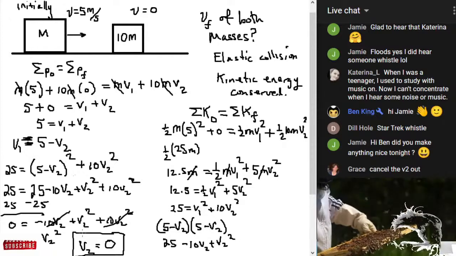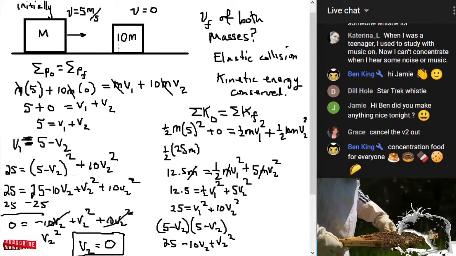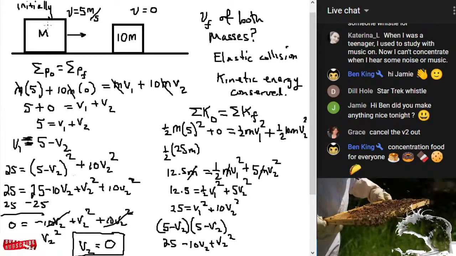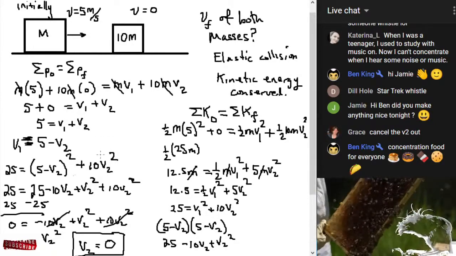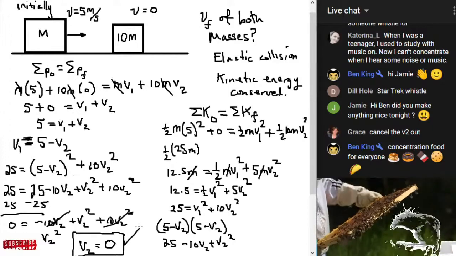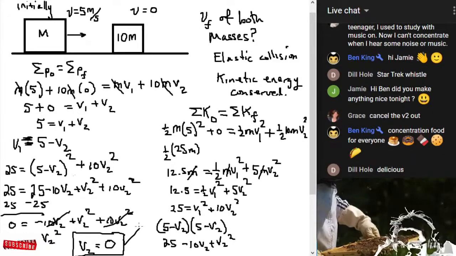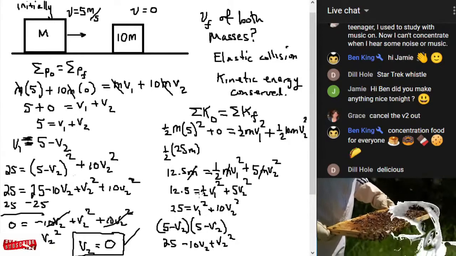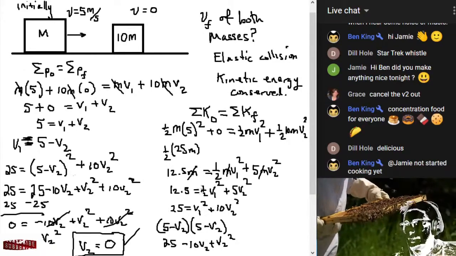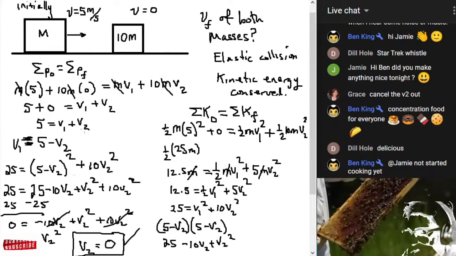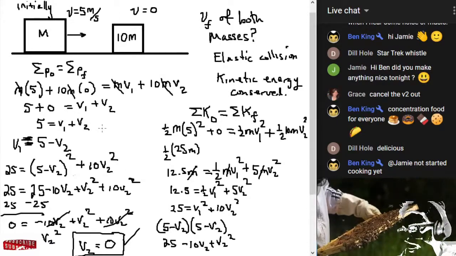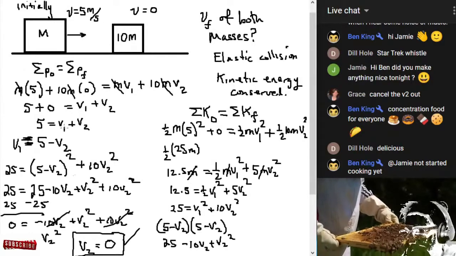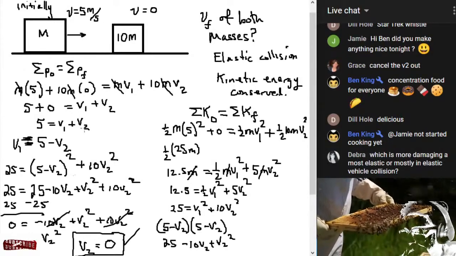When you have a big mass here, and it's not moving initially, and this smaller mass moving at a fairly slow speed hits it, this mass isn't going to move at all. It's going to stay stationary. So let's go back up here and plug it in. So v2 is 0, so it means v1 is 5, but that doesn't make sense either. Something's wrong with this.